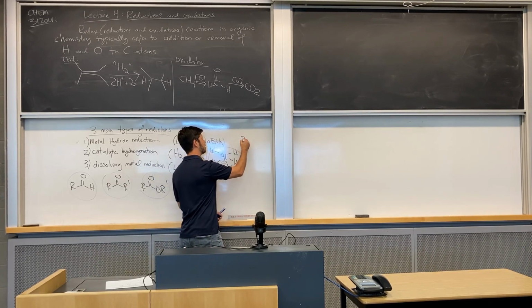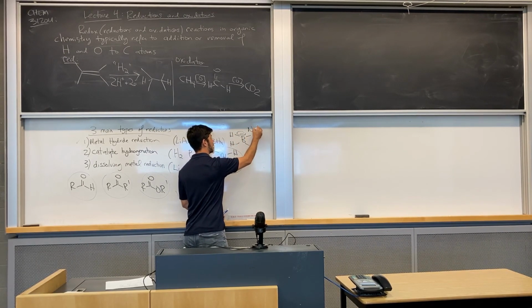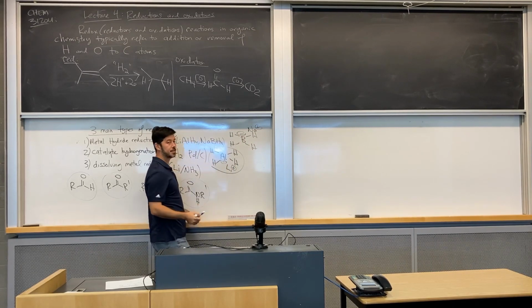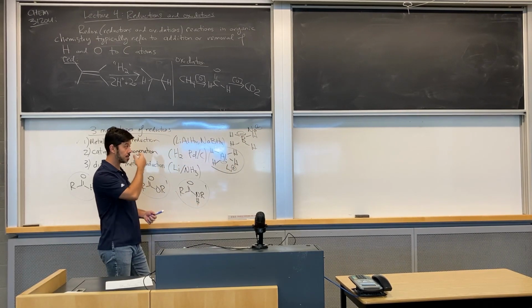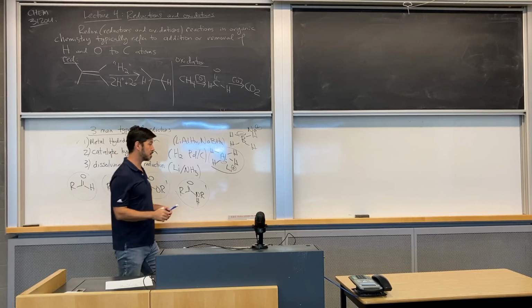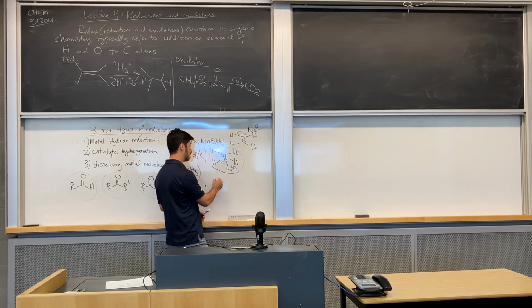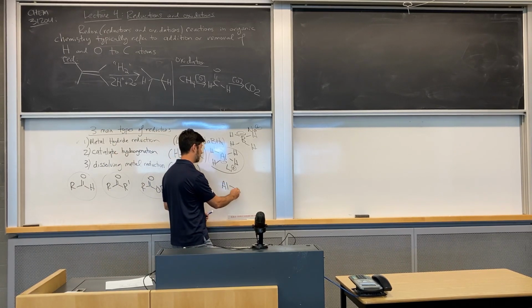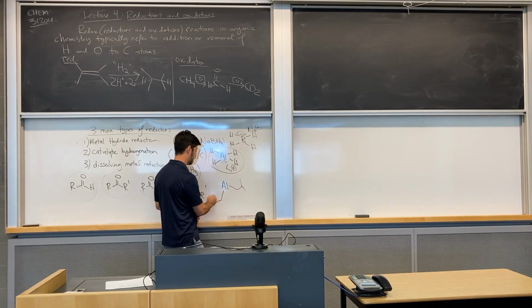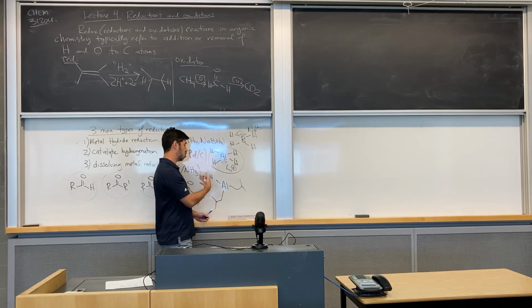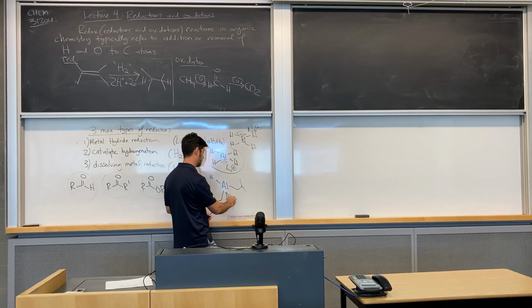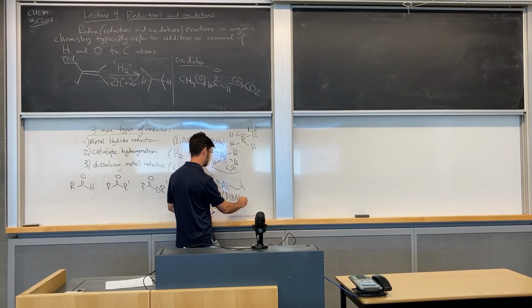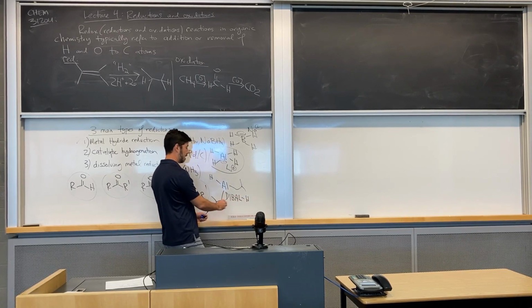Sodium borohydride would look something like this. These are 2 classic examples of metal hydride reagents. There certainly are some other ones that we'll look at as well. One of them is called DIBAL, which stands for diisobutyl aluminum hydride, often abbreviated as DIBAL-H.